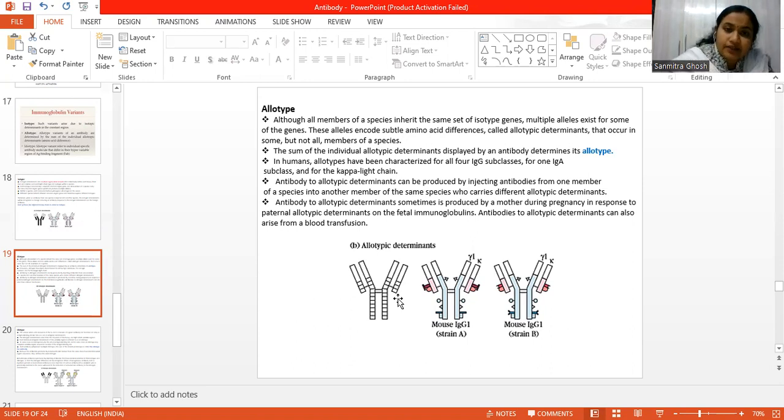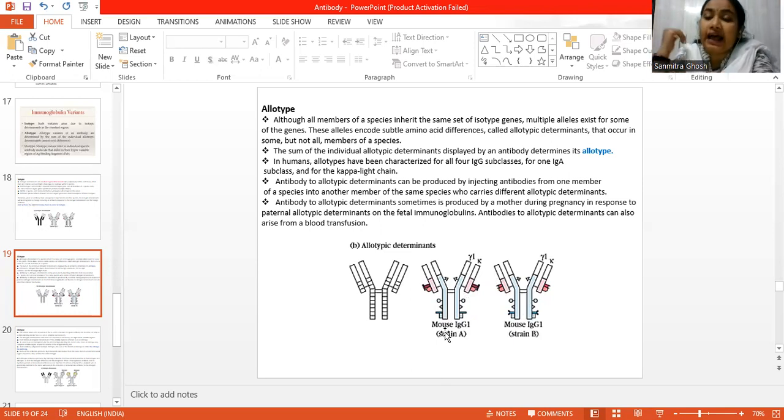Now, antibody to allotypic determinants can be produced by injecting the antibodies from one member of a particular species to another member of the same species who will be carrying a different allotypic determinant. So if we look at this picture, here we have two strains of mice, strain A and strain B. Since their strains are different, there will be variation in their codon selection, and variation in the alleles that they are inheriting.